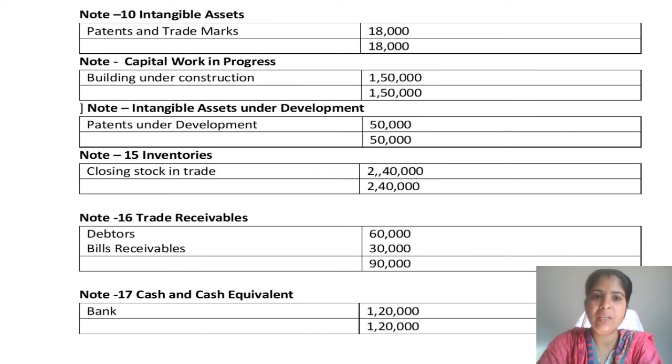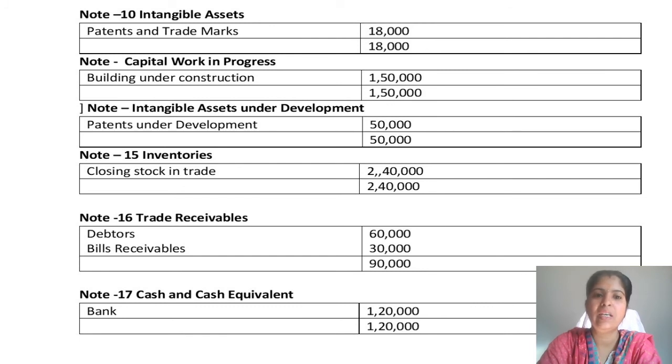Note number 15, as it is related to inventories. Closing stock in trade is 2,40,000. Other notes related information is not given in this particular example. So directly note number 15, inventories, as it is 2,40,000 is your closing stock.